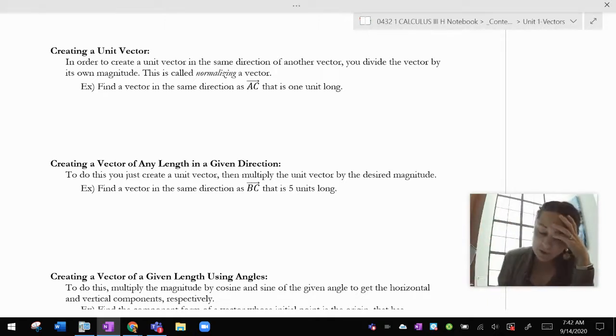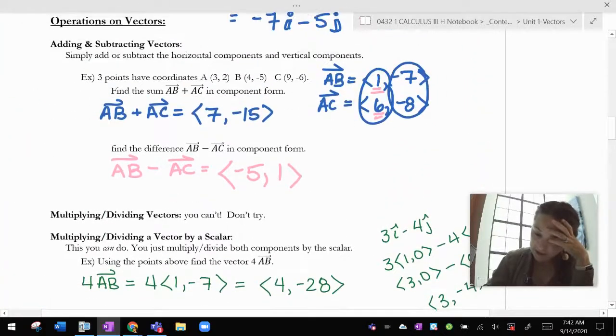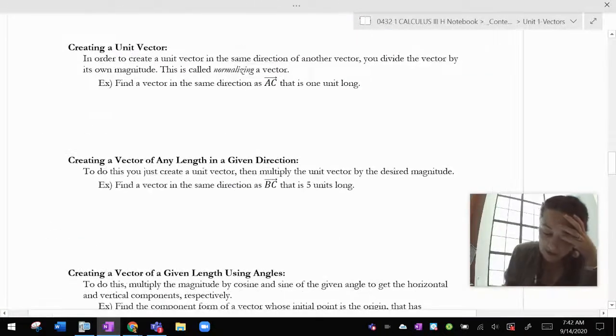So it says find a vector in the same direction as AC that's 1 unit long. Let's see, what was AC? AC was 6, negative 8. So AC is 6, negative 8.